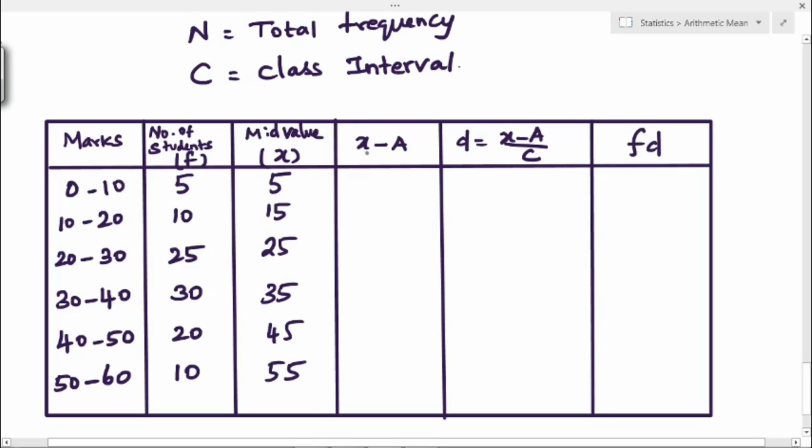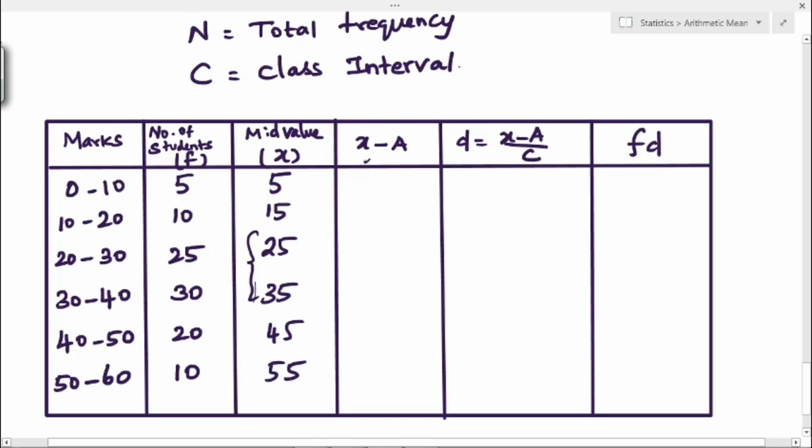Next we have to find x minus a, because the formula for d is x minus a by c. So first I will find x minus a separately. A is nothing but the assumed mean. So now we have to assume any value. See here we have 5, 15, 25, 35, 45 and 55. So for the assumed mean we can consider either 25 or 35, because we have totally 6 values. So I can assume either of the middle mid values, 25 or 35. So now I am going to assume 25.